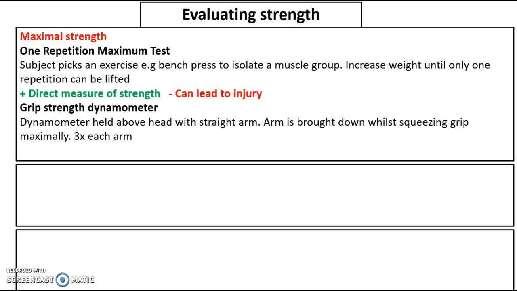First of all, you put it straight above your head, straight arm, and what you do is you bring your arm down while squeezing the grip dynamometer as hard as you can, and you do that 3 times on each arm. Now, you would have probably done this at GCSE, I imagine, within fitness there.